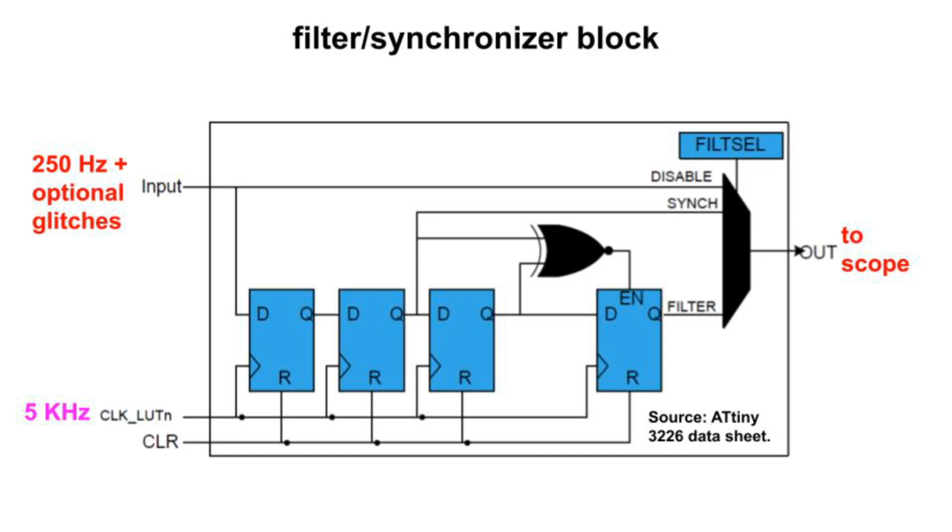Here's a zoom in on the filter synchronizer block showing our input, clock, and output. You can see it contains an exclusive OR, a mux, and 4 flip-flops. Going forward, I'll say flop for flip-flop.